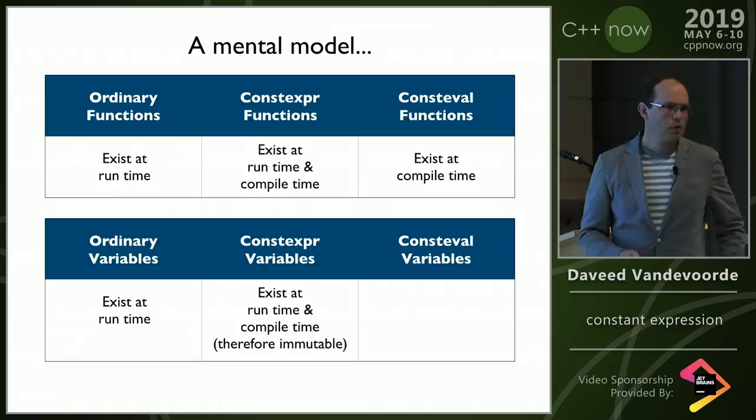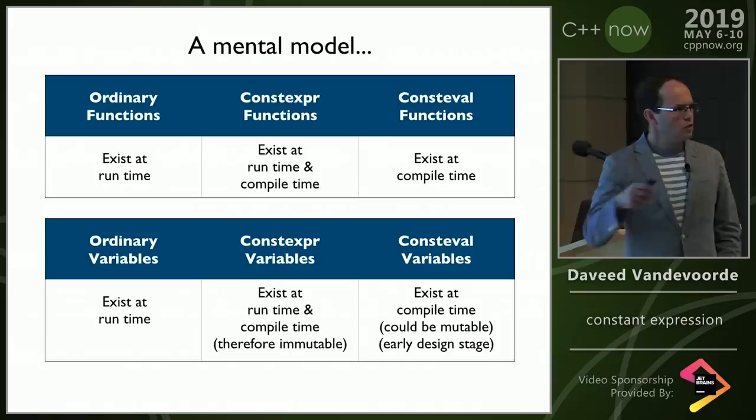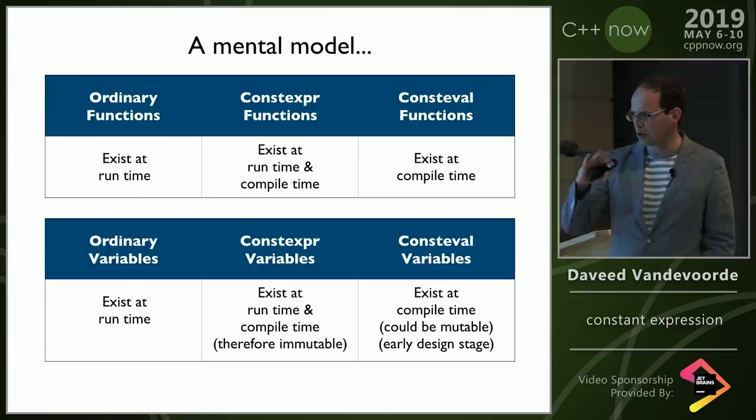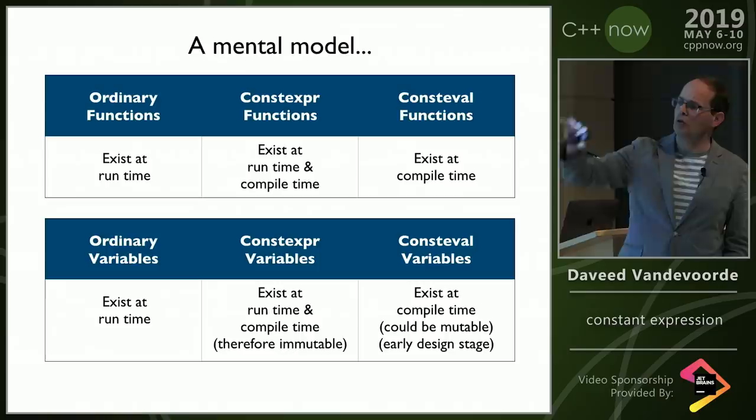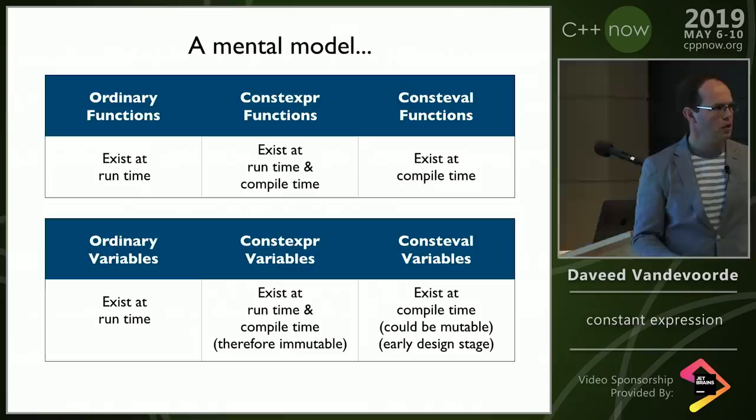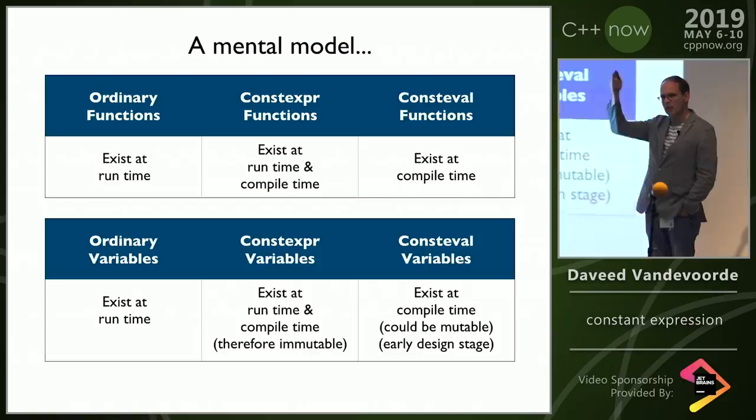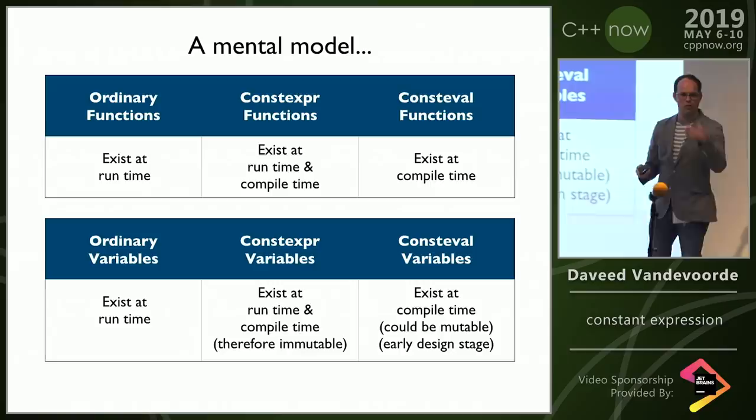Well, what about constEval variables? They are not in C++20. They were in the very first proposal of constEval functions, which were not called constEval at the time. But we had the semantics all wrong because we weren't following this mental model. But now we're thinking, since they only live at compile time, they could be mutable. We could create this notion of a variable that can change as you translate a translation unit. Like, often you want identifiers that you just generate, and then you need a counter that increases all the time.